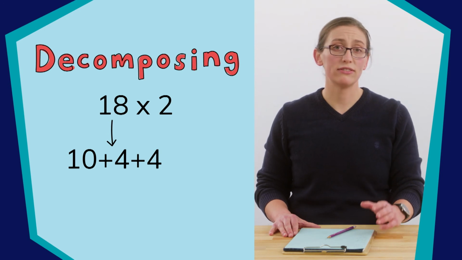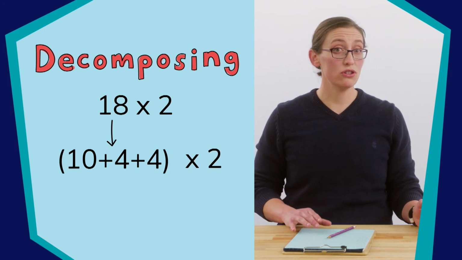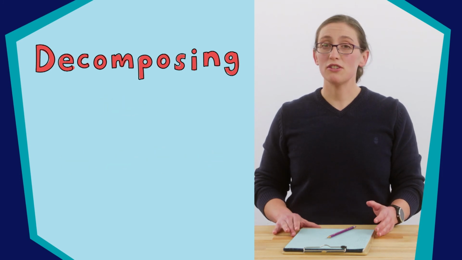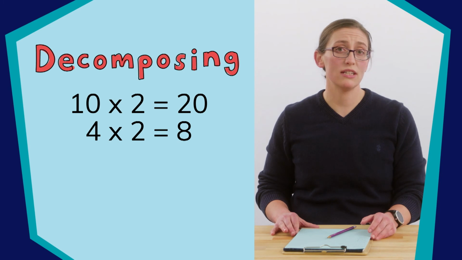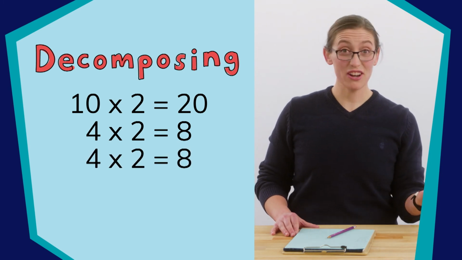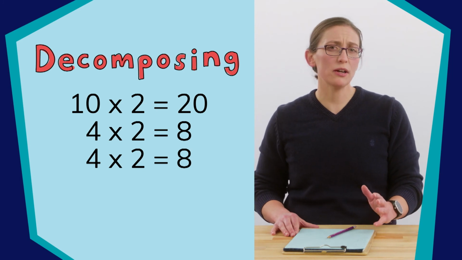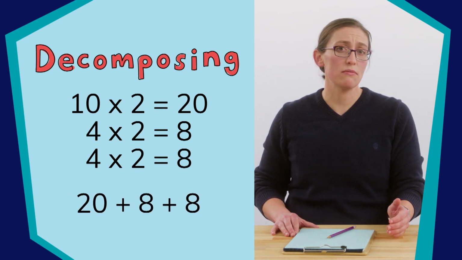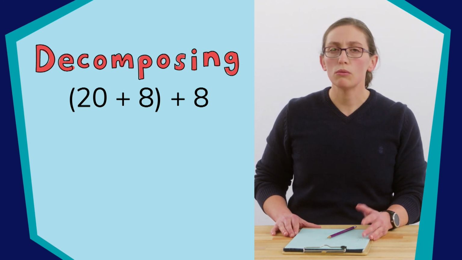So now we have 10 plus 4 plus 4 times 2. We can do 10 times 2 to equal 20, 4 times 2 to equal 8, and we have another one of those, so we have another 8. So to find our product, they did 20 plus 8 plus 8. So 28 plus 8 equals, oh, what's that?